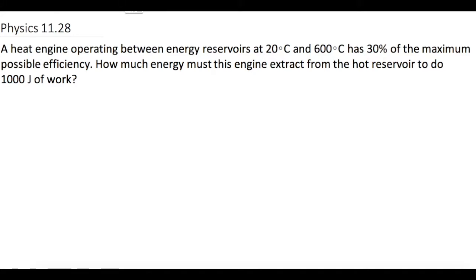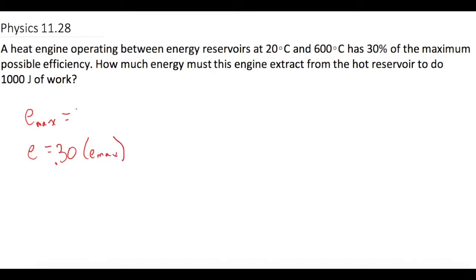A heat engine operating between energy reservoirs of 20 degrees Celsius and 600 degrees Celsius has 30% of the maximum possible efficiency. How much energy must this engine extract from the hot reservoir to do 1,000 joules of work? So they tell us that E is 30% or 0.3 of E max.